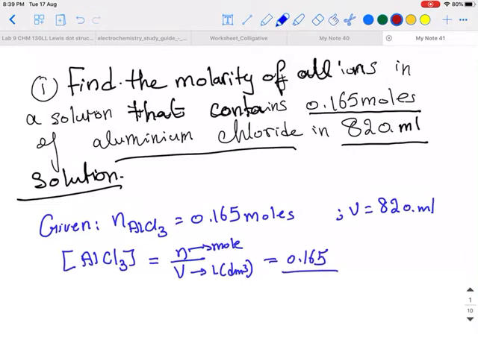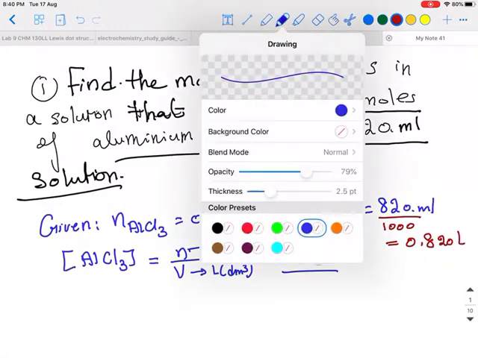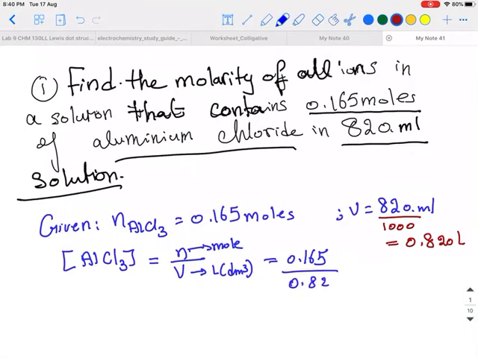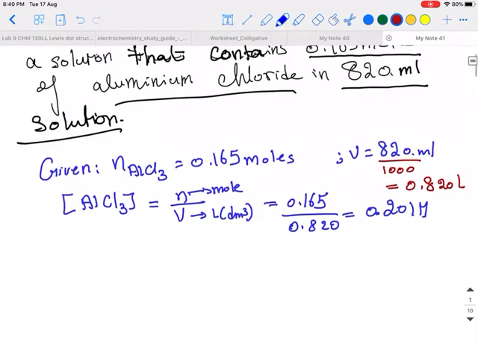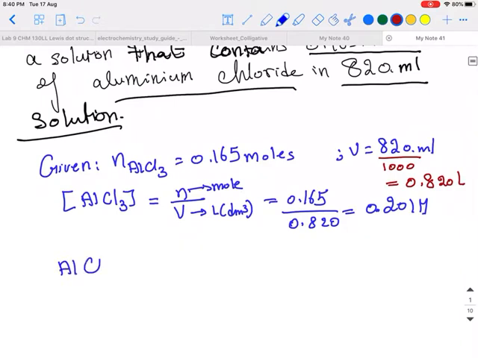Number of moles is 0.165 over the volume. Here the volume is given to us in milliliters, so we simply divide by 1000, to be 0.820 liter. So it will be 0.165 over 0.820, and the answer up to 3 significant figures is 0.201 molar.